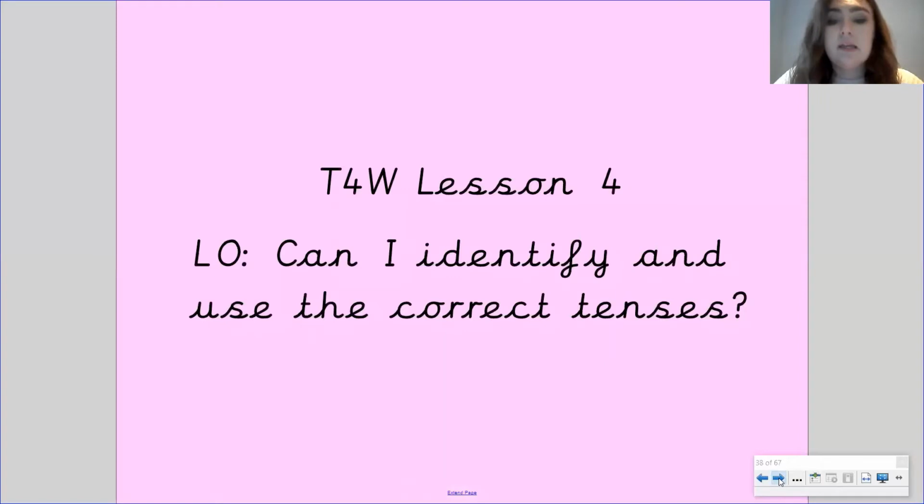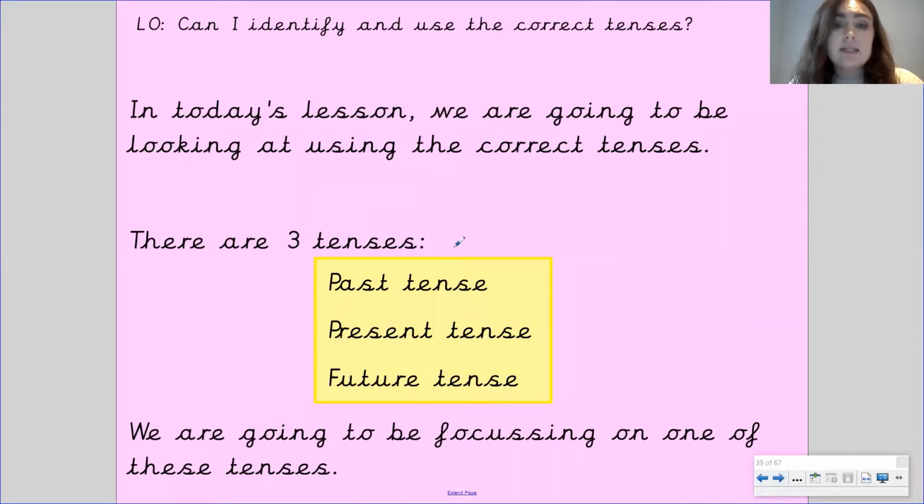Okay, so our learning objective for this lesson today is, can I identify and use the correct tenses? So in today's lesson, we're going to be looking at using the correct tenses, and there are three tenses: past tense, present tense, and future tense. And we are going to be focusing on just one of these in today's lesson.